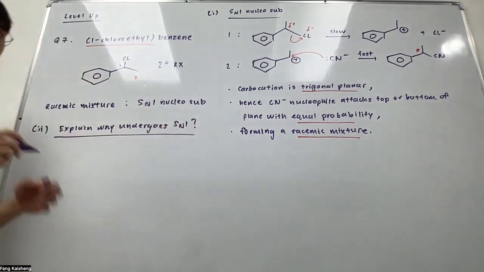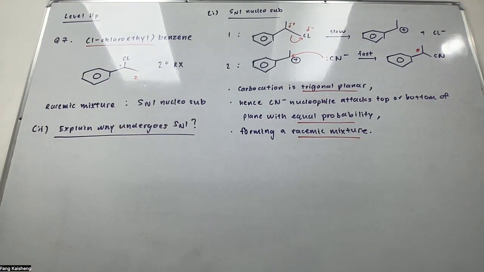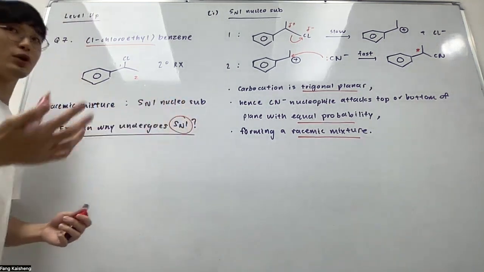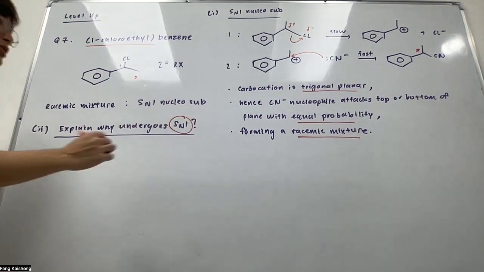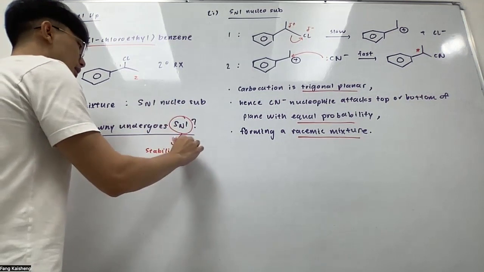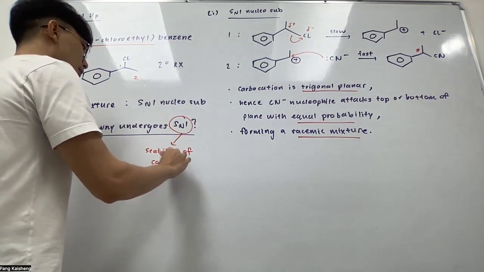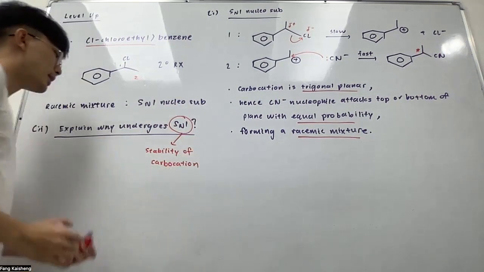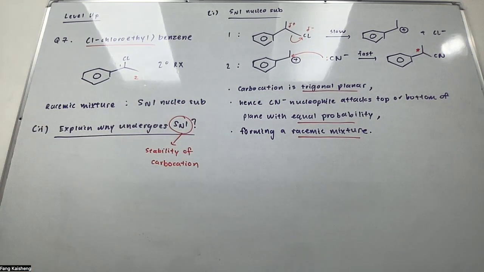How do we explain such questions? How do we argue? When you argue for SN1 or SN2, you need to have a basis for your argument. When they say SN1, they're supposed to argue for the stability of the carbocation. If this compound can undergo SN1, it implies that the carbocation is stable.